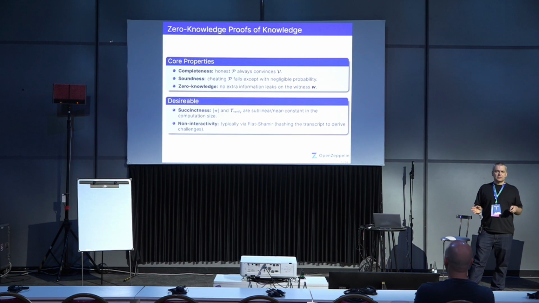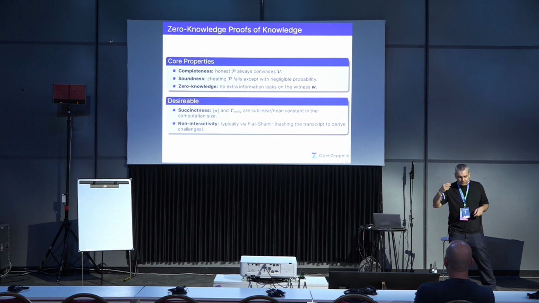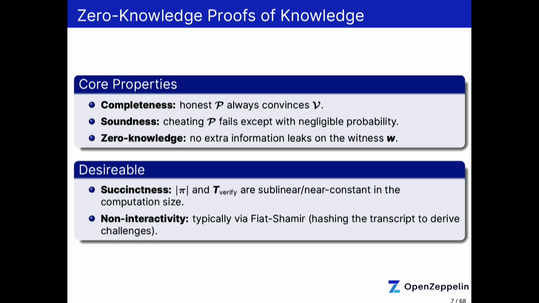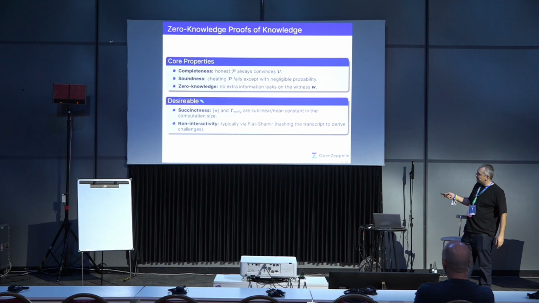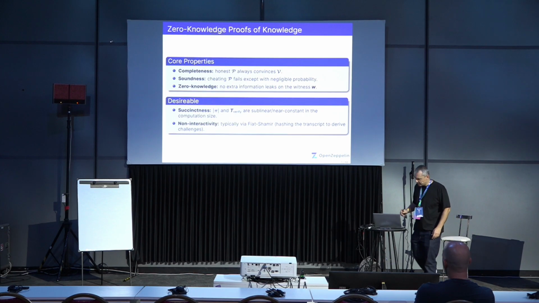And the core properties of ZK SNARKs: completeness. An honest prover will always convince a verifier, with probability 1. And soundness is about the fact that you still have some possibility to cheat. So there is still a possibility that a cheating prover may convince a verifier that he possesses a witness, even if he doesn't. But typically this probability is negligible, so it's not feasible to find such a witness. And finally, zero knowledge, we talked about it, doesn't leak information about the witness. And two properties that are desirable and most commonly present: succinctness, so the size of the proof and the proving time is sublinear or even nearly constant in computation size. And non-interactivity, we discussed it already.